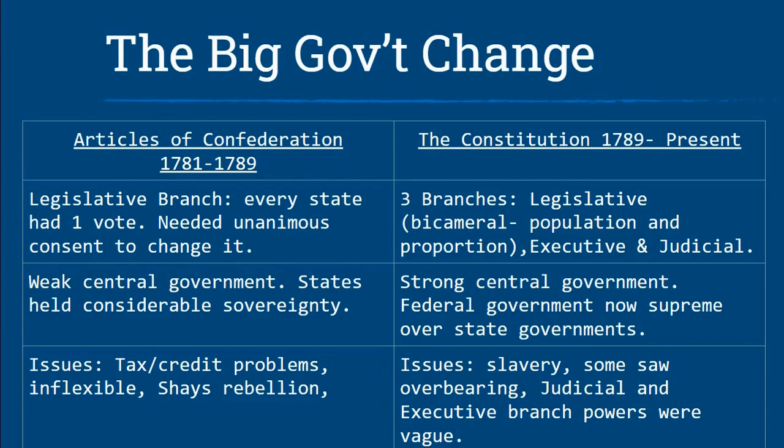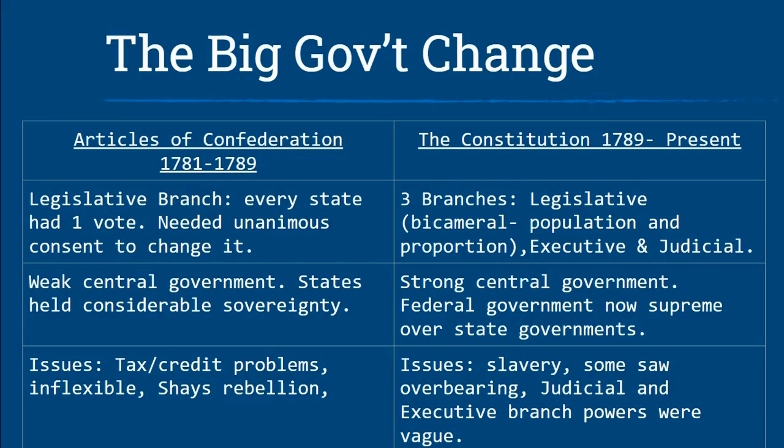Another example of its weakness was Shays' Rebellion, which was also related to its tax and credit problems. This small rebellion of war veterans who were not properly compensated for their service began in western Massachusetts. The government under the Articles was powerless to do anything about the rebellion. Eventually, it was put down by the state of Massachusetts itself. Overall, the Articles were very inflexible and could not meet the needs of a large nation.